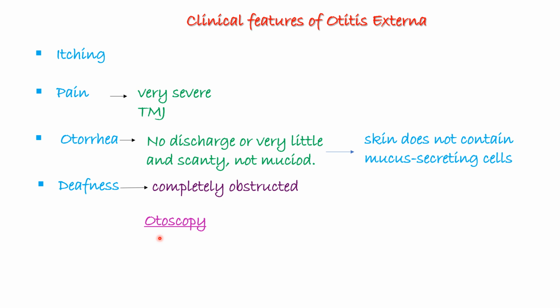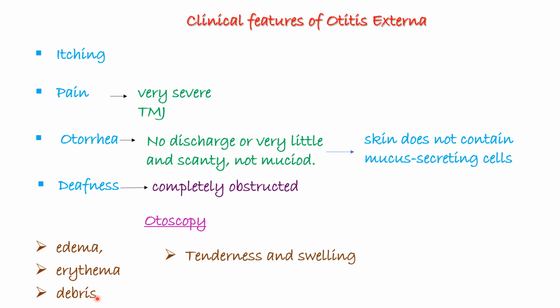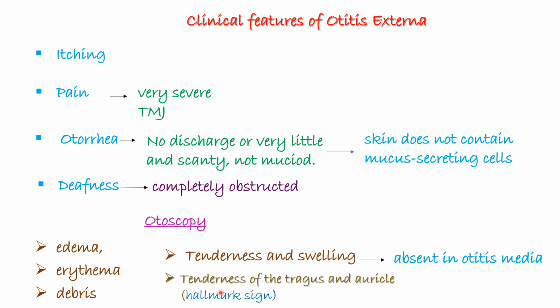In otoscopy, the findings that you are going to see include erythema, the redness, edema, and the presence of debris. In addition to that, you can also see tenderness because of the edema and swelling, and it is absent in otitis media. So you need to know the key differences between otitis externa and otitis media. Tenderness of the tragus and the auricle are the hallmarks of otitis externa.